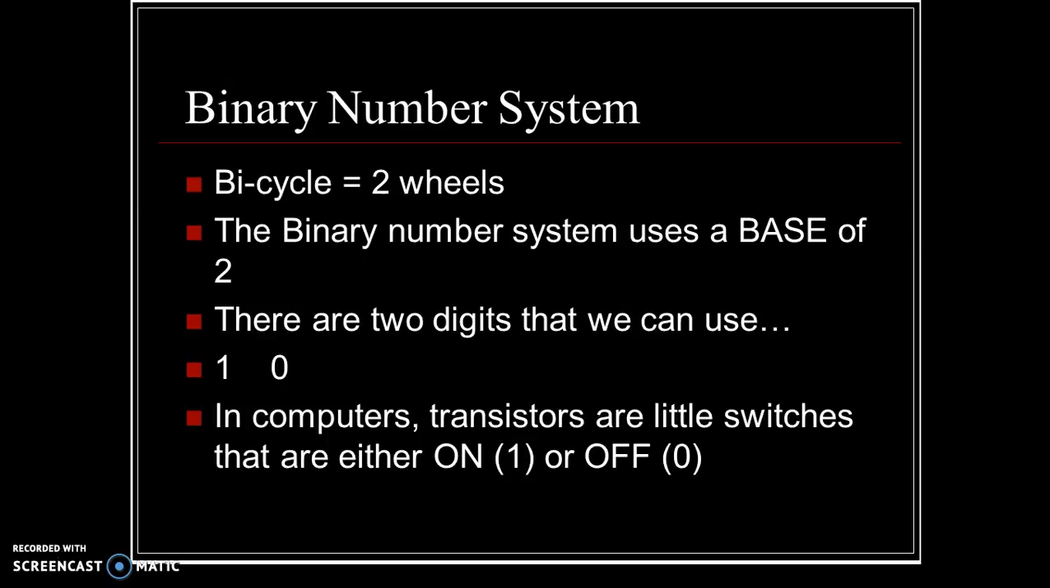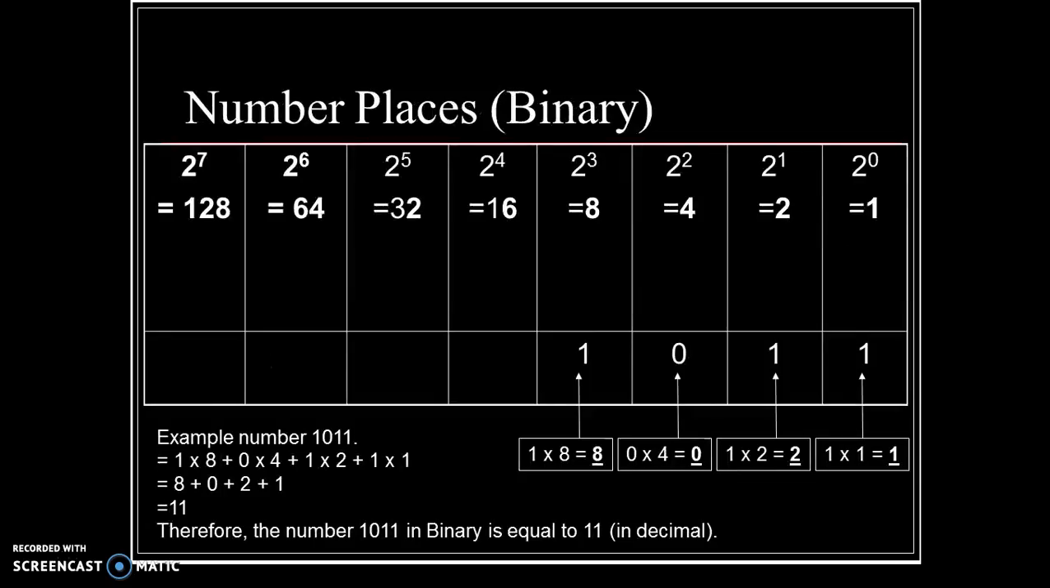Today we're going to focus on the binary number system. Bi meaning 2, and of course it uses a base of 2. It means there are only 2 digits we can use, a 1 and a 0. And of course the reason why this system is necessary is because the little switches that we have inside computers, transistors, only have 2 options, on or off. And those 2 options dictate that it uses a number system very different from our own.